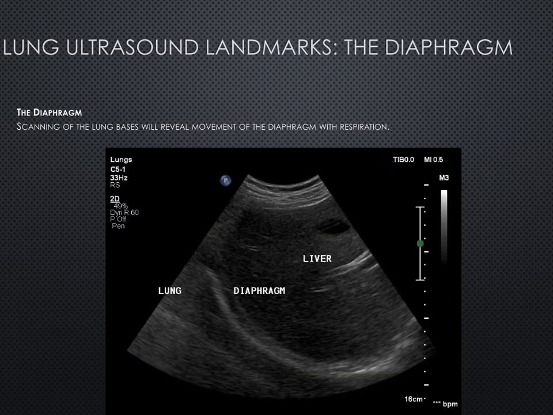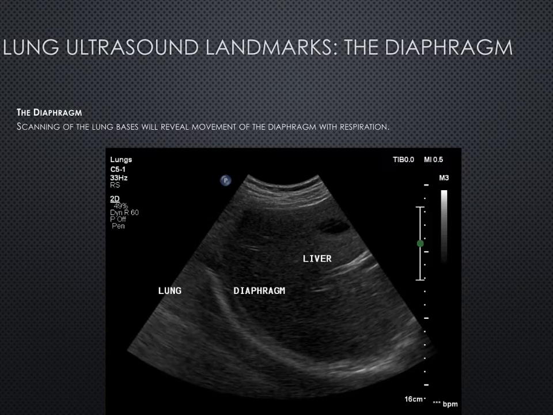So, moving on from the pleural line and the interpretation of the pleura between each of the rib spaces, as we were discussing before, the next and most important landmark that we will visualize within our lung ultrasound exam is that of the diaphragm. So the diaphragm you will find by positioning your probe on the lateral mid-axillary line of the chest wall.